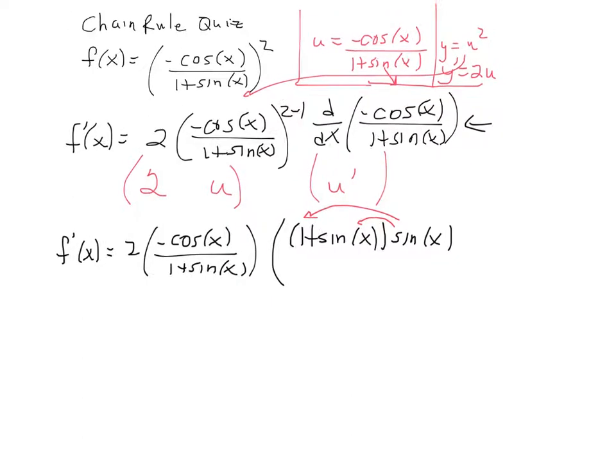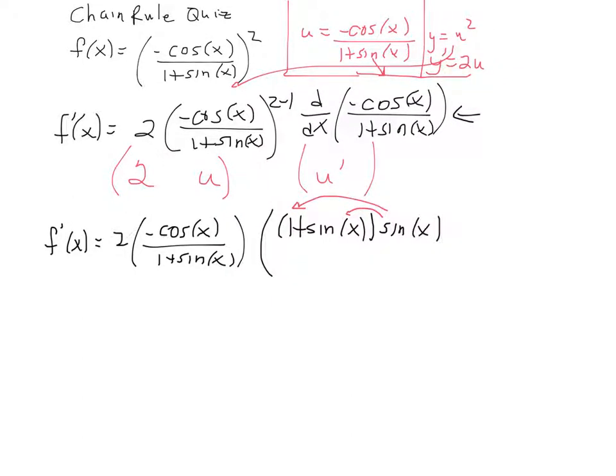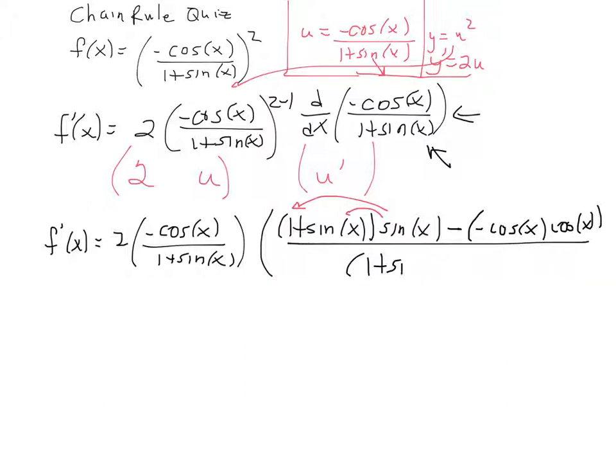And then, where am I? So I'm going to have minus, now I leave the top alone, if I can get this to fit in here. And I take the derivative of the bottom. Well, the derivative of 1 is 0. The derivative of sine is cosine. Cosine x, and then all over the bottom squared.